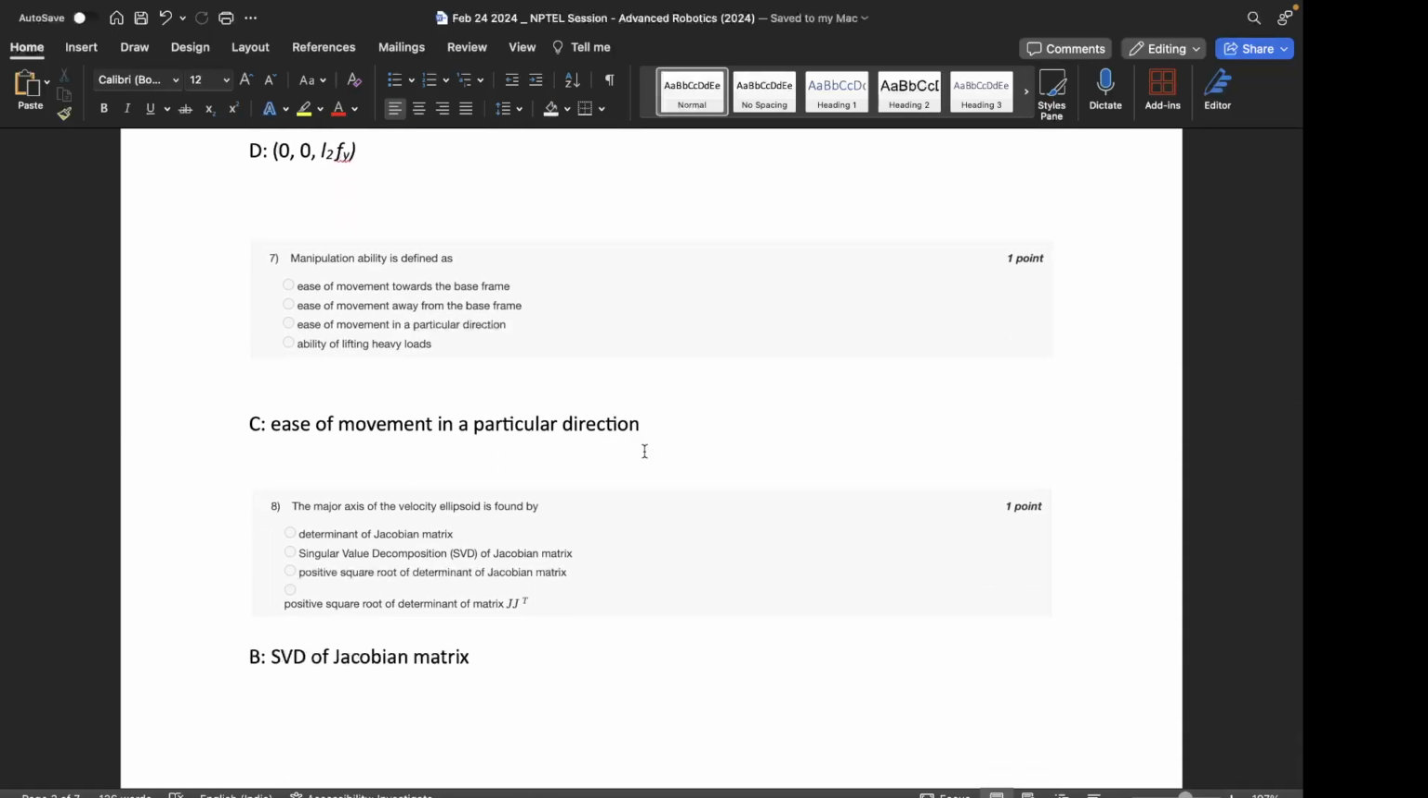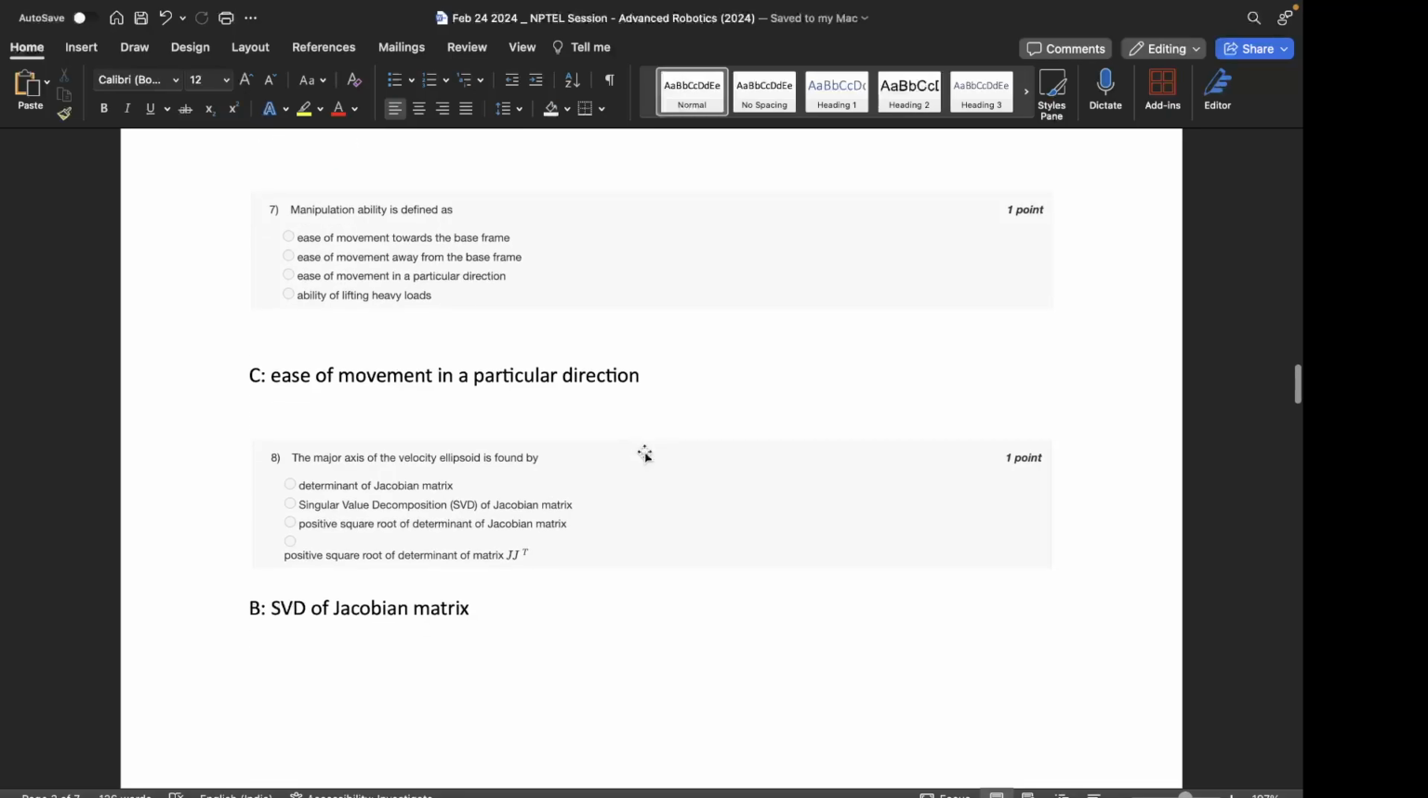Okay. So the next question relates to manipulability and just the basic definition of the term. Manipulability is defined as ease of movement in a particular direction. This is a very generic definition, just the meaning of the term itself. Okay. The next question is: the major axis of the velocity ellipsoid is found by.